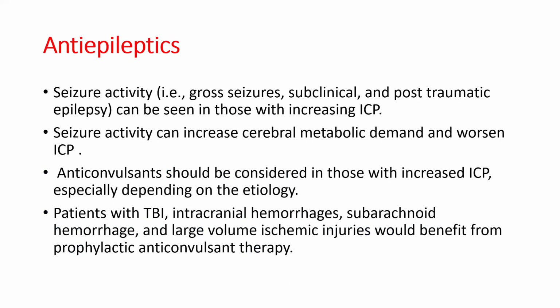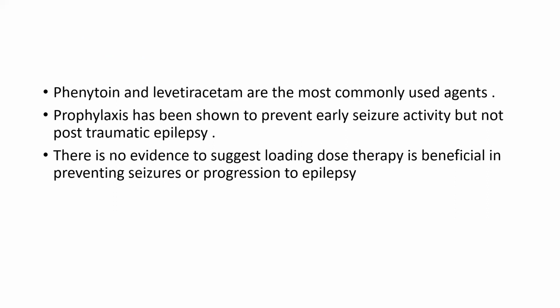Seizure activity can be seen in those with the increasing ICP. So the seizure activity can increase the cerebral metabolic demand and worsen the ICP. So anticonvulsant should be considered in those with the increased ICP, especially depending upon the etiology. Patient with the traumatic brain injury, intracranial hemorrhage, subarachnoid hemorrhage, large volume ischemic injury would benefit from the prophylactic anticonvulsant therapy. So phenytoin and levetiracetam, these are the two most commonly used agents.